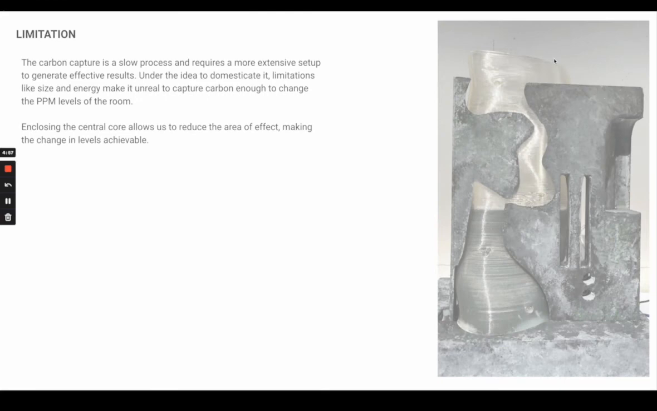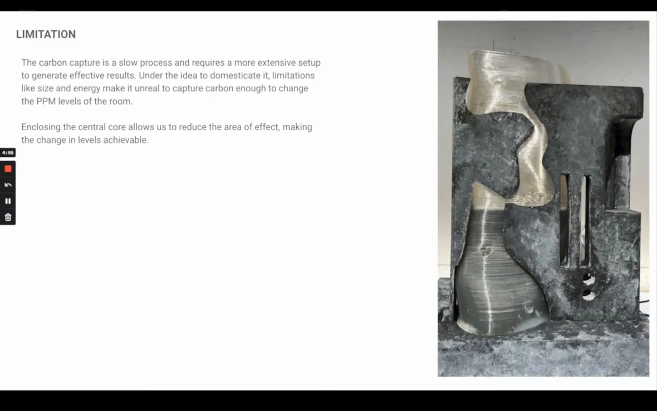The carbon capture is a slow process and requires a more extensive setup to generate effective results. Under the idea to domesticate it, limitations like size and energy make it unreal to capture enough carbon to change the ppm levels of the room. Enclosing the central core allows us to reduce the area of the overall effect, making the change in levels achievable.